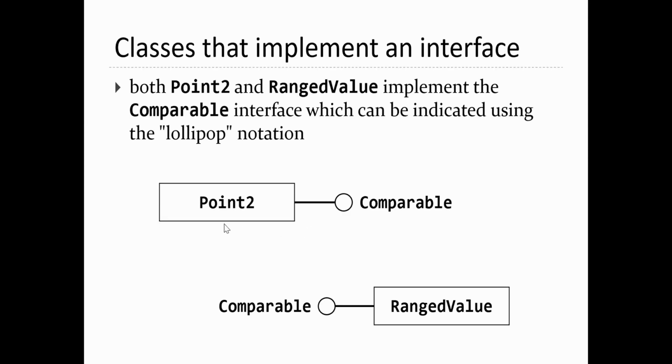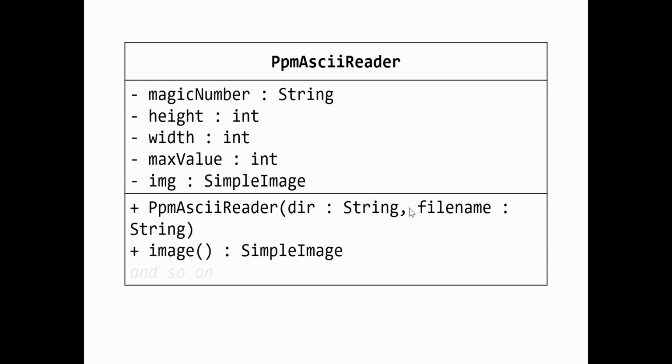Okay, so notice that here you've got an interface and a class. So there's a relationship between these two things. Point2 implements the Comparable interface. Back here, you've got a class called PPM ASCII Reader. Inside of that class, it has a field. The type of that field is another class. So there is a relationship between ASCII Reader and SimpleImage. Now the question is what is that relationship?